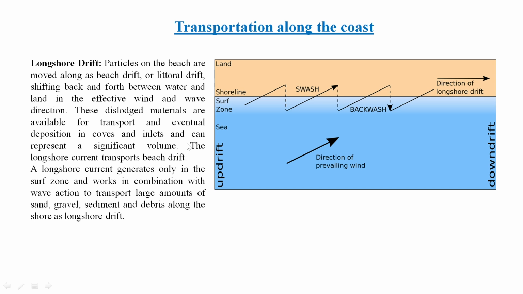The longshore current transports beach drift. So this is actually responsible for your drift of beach. This is the updrift, which means it is opposite to the direction of the wind, and the down drift means it is down the direction, or down the slope, like we refer in case of river. It is down the direction of the prevailing wind. A longshore current generates only in the surf zone and works in combination with wave action to transport large amounts of sand, gravel, sediment and debris along the shoreline.